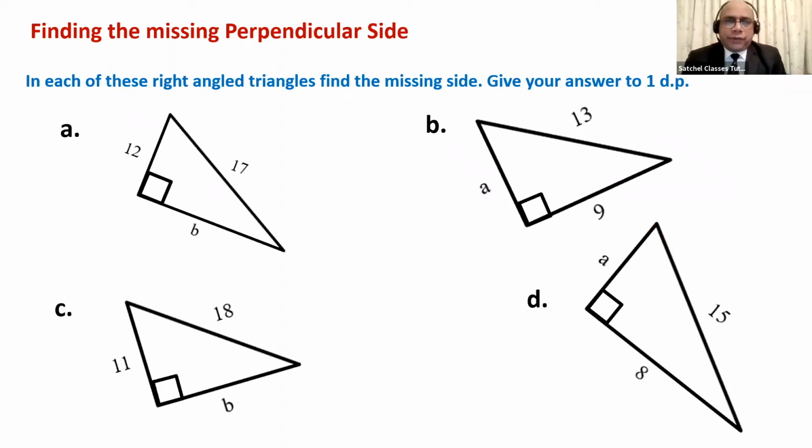Right, okay, here are 4 questions. Use your calculator and you can pause the video at this moment if you want, and you can give it a try. Find the value of the missing perpendicular side of the right angle triangle in each case.